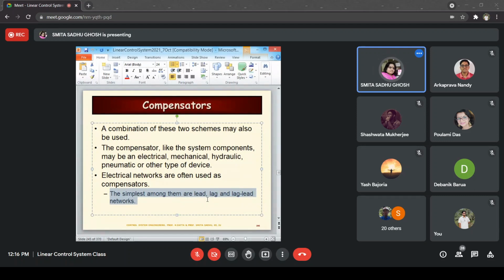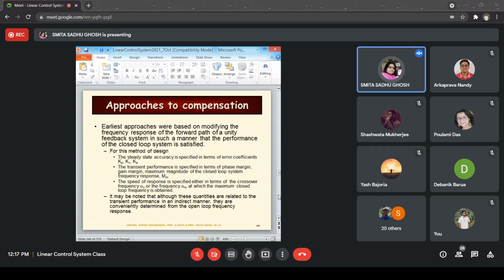But before that, from this slide we gain the knowledge that compensators may have any physical nature. What is not mentioned on this slide is that it may also be a simple piece of software which serves your purpose, right? So it is a computer which is doing your work of compensation.